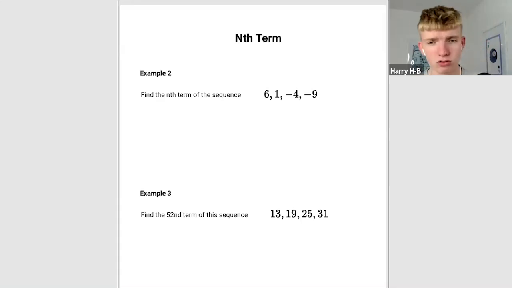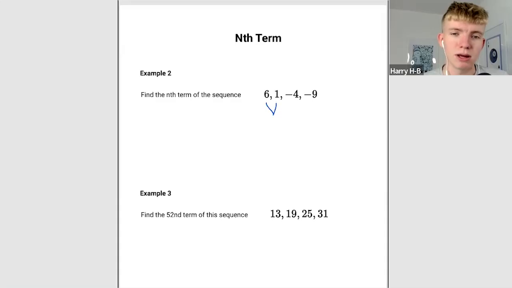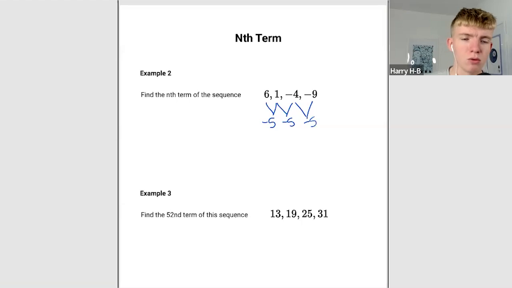So hopefully you're screaming at your laptops telling me what is the difference between these numbers each jump, and it stays the same every single time. So how much does it go down by? Very nicely done. Those of you that said -5 or it goes down by 5, you are absolutely bang on. So once again, we're going to have -5n.